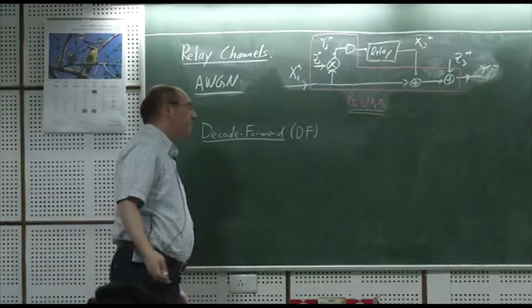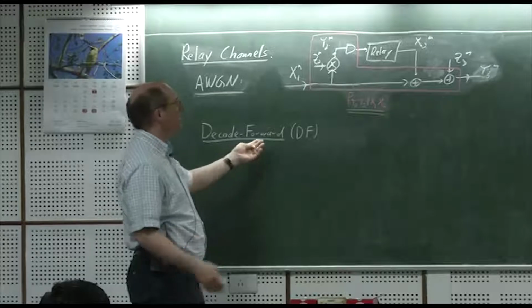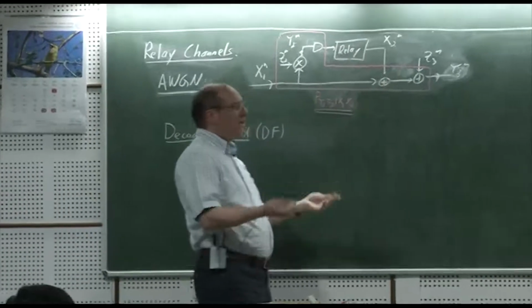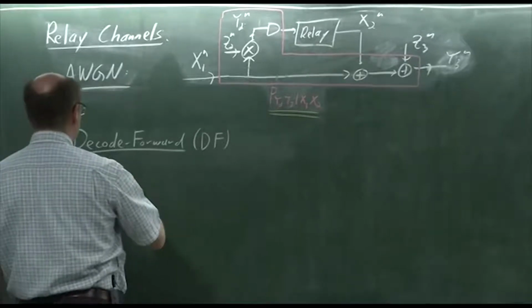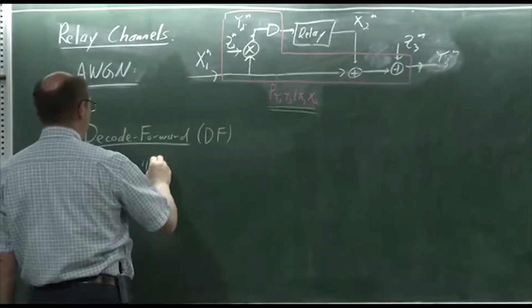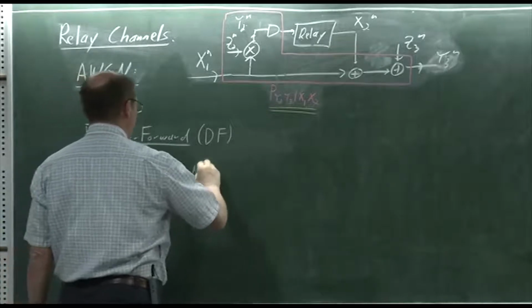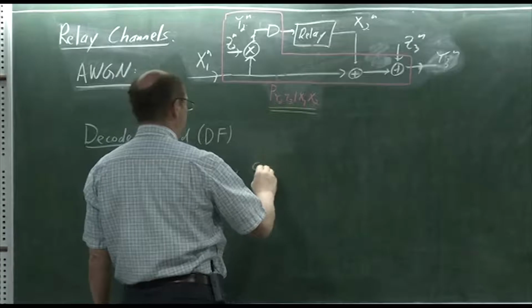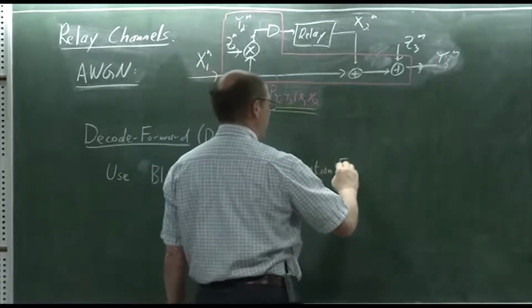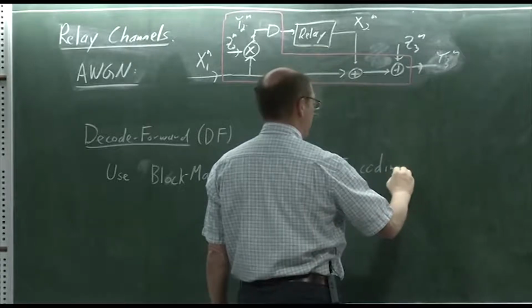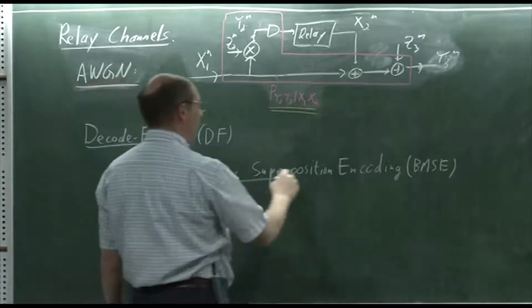So the idea here is that I'll describe the most general form. The natural thing to do here is multi-hopping: you just decode here and then re-encode and send again. We're going to do something a little bit more general, and that's also the idea of this approach. The idea here is to use something called block Markov superposition encoding. Block Markov encoding.